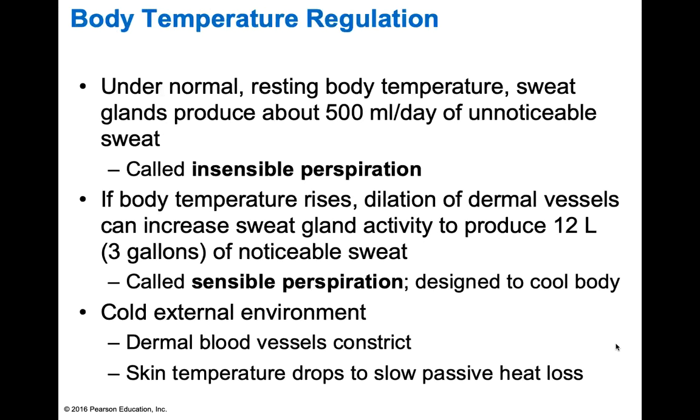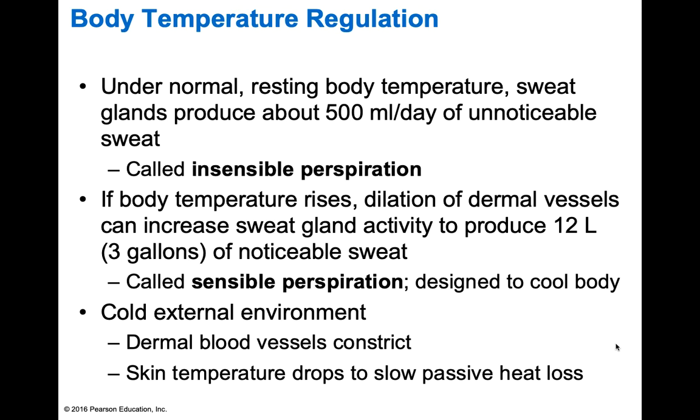Body temperature regulation. We all know this. You sweat. Under normal resting body temperature, sweat glands produce about 500 milliliters of unnoticeable sweat per day. This is called insensible perspiration. No matter what, this is how much you're going to sweat. If the body temperature rises above what it should be, 98.6 degrees Fahrenheit or 37 degrees Celsius, dilation of the dermal vessels can increase sweat gland activity to produce roughly 12 liters or 3 gallons of noticeable sweat. This is called sensible perspiration, and it's designed to cool off the body.